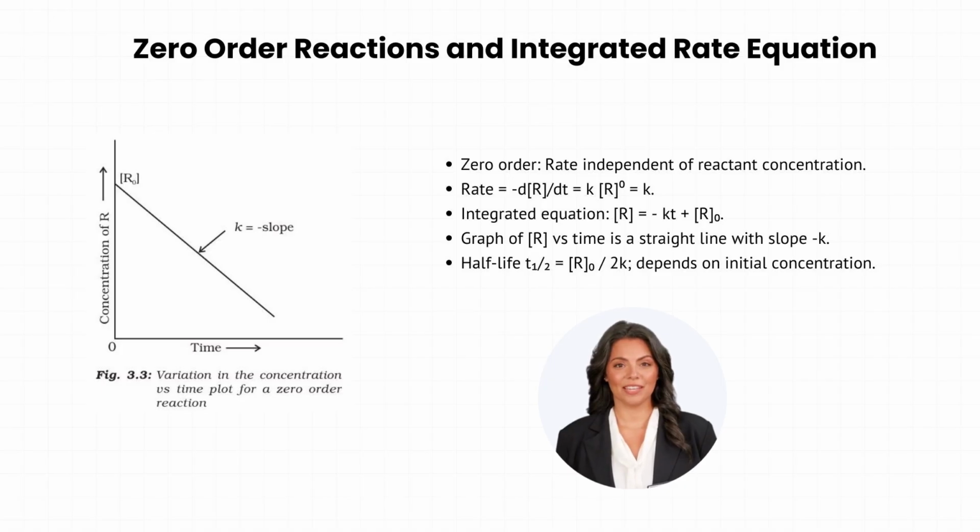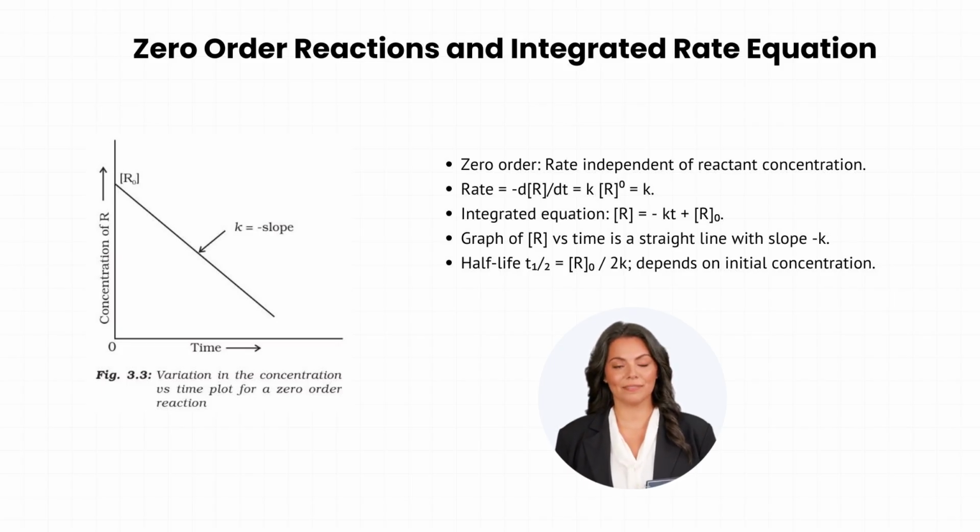Zero-order reactions are unique in that the rate stays constant no matter how much reactant you have. Mathematically, the rate equals the rate constant K with no dependence on concentration. When integrated, this yields a simple straight-line equation. Concentration of reactant equals initial concentration minus K times time. So, plotting concentration against time gives a straight line slanting down. The half-life in zero order depends directly on the initial amount you start with, meaning the more you begin with, the longer it takes to halve.